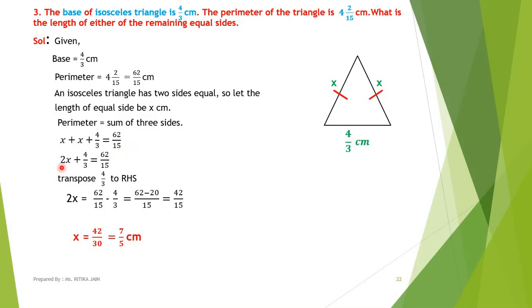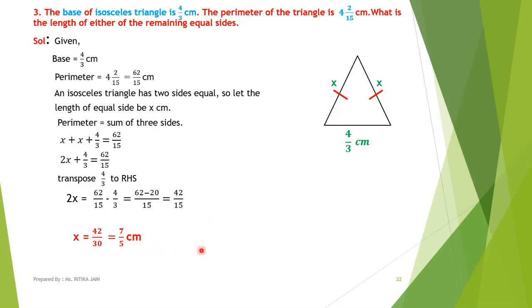Now solve it. 2x plus 4 by 3 equals 62 by 15. Okay, we will transpose 4 by 3 to RHS. So it will get a sign change of minus. Take LCM. LCM will be 15. In the numerator you will get 62 minus 20. On solving you will get 42 by 15. Okay, the ratio can be further simplified. So on further simplification you will get the side as 7 by 5 centimeter. So the value of the remaining two equal sides will be 7 by 5 centimeter.